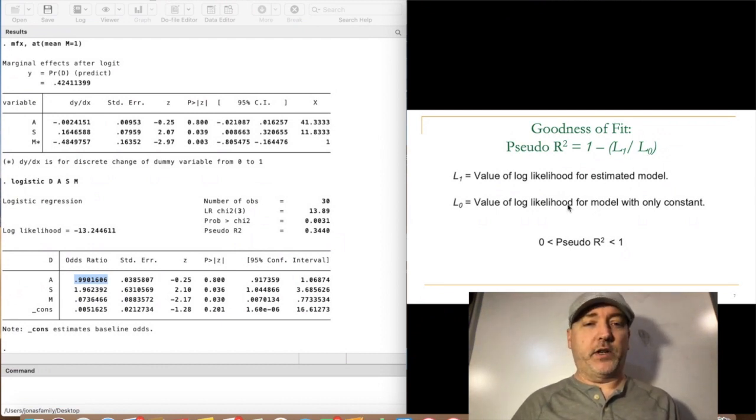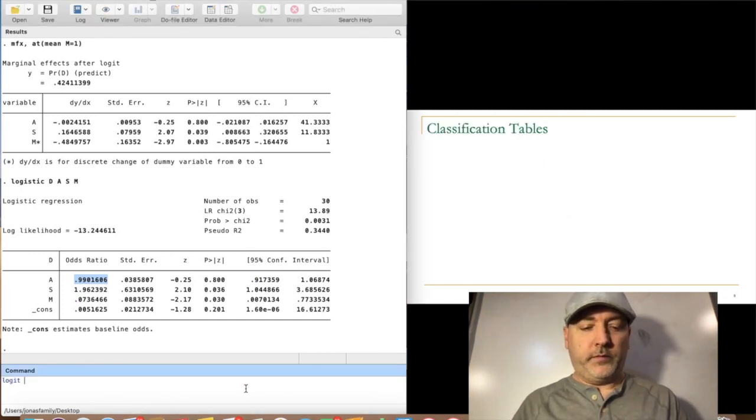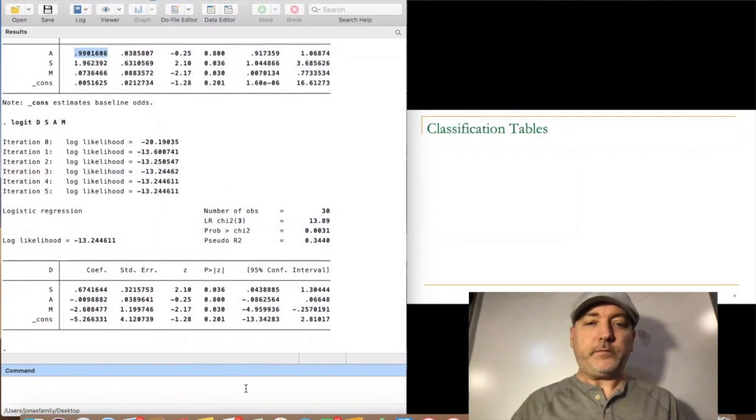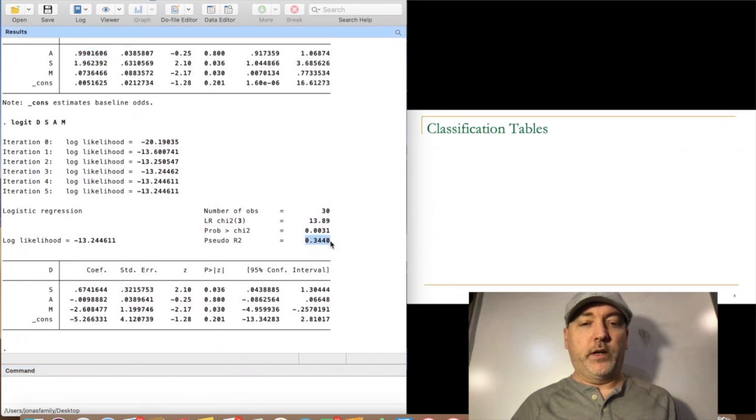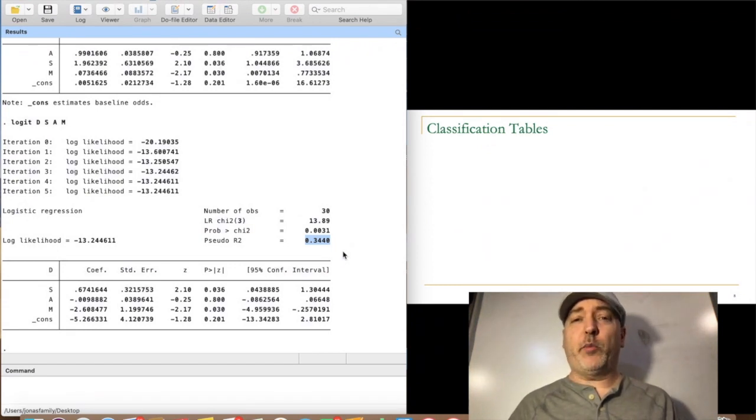So in the case of, let's bring back our Logit model. And what we saw here is a pseudo R squared of 0.34. So it's not saying we've explained 34% of the variation in the data, but our model outperforms the baseline model by 34%, more along those lines. That's not exactly right, but that's a better way to think about it.